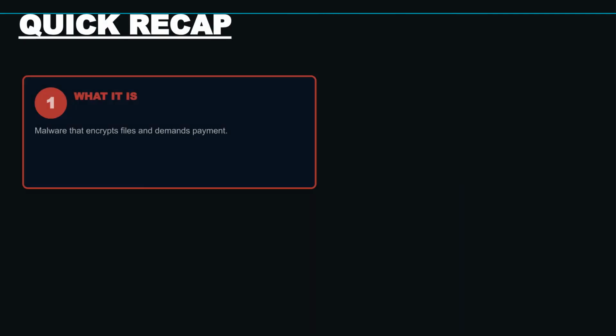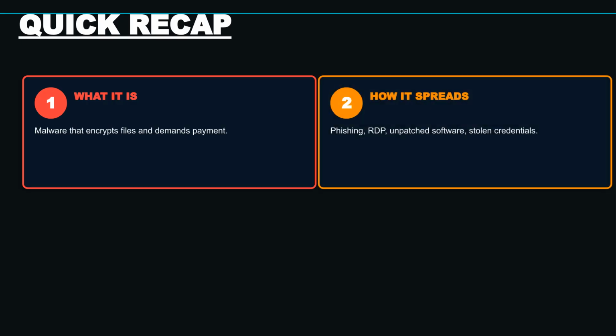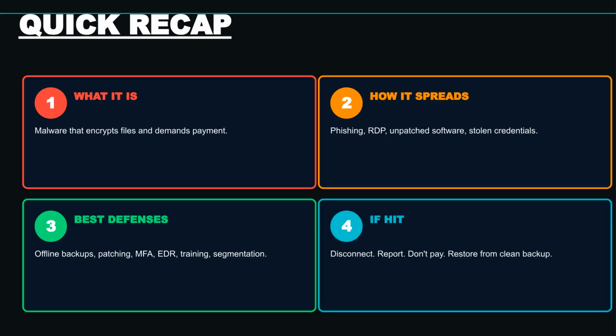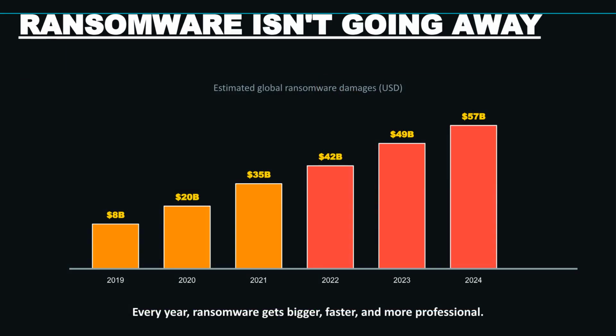As a quick recap, ransomware is malware demanding payment. It spreads through phishing and unpatched systems. Your best defenses are backups, patching, MFA, EDR, training, and segmentation. If hit, disconnect, report, don't pay, and restore. Ransomware is not going away. Every year, estimated global damages grow significantly. It has become a professional, multi-billion-dollar industry.